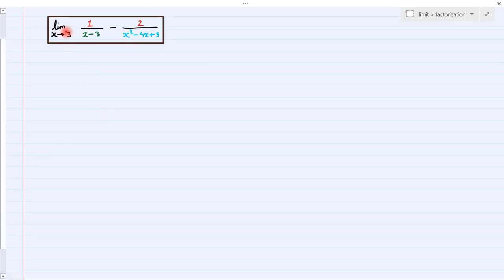Here we have to find limit x tends to 3 of 1 upon x minus 3 minus 2 upon x square minus 4x plus 3. Before we go for the limit, we have to take LCM, and for that we need the factors of x square minus 4x plus 3. So your x square and 3 will be as it is.